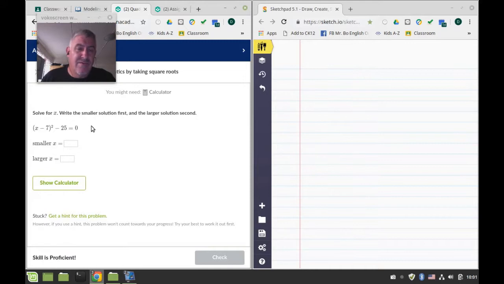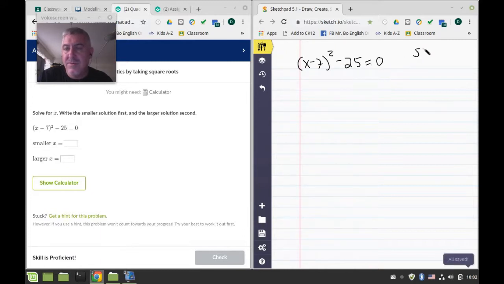All right, so our first problem says solve for x, write the smaller solution first and the larger solution second. This is not function notation. This is just a one variable equation, and we have x minus 7 squared. You'll remember last video we didn't have anything that looked like this. Everything was just x squared.